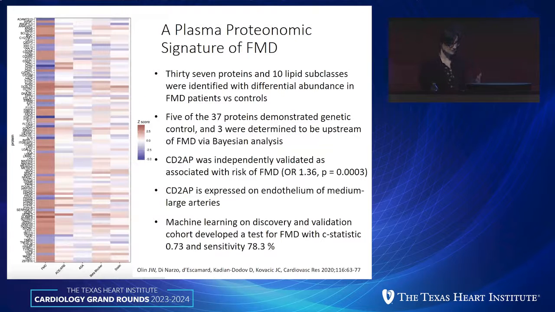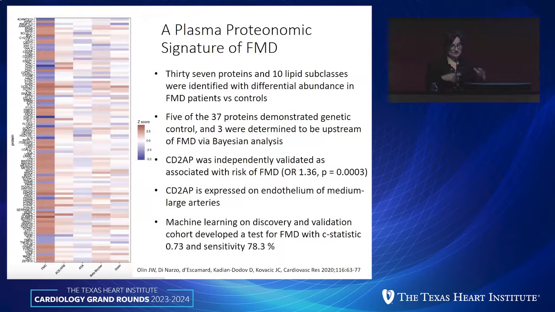And we had a paper come out a little over a couple years ago, I guess now, in which we were able to identify 37 different proteins and 10 lipid subclasses that had differential abundance in patients with FMD versus the controls. 5 of those proteins showed genetic control and were determined to be upstream of FMD and probably important in controlling the disease. This one protein, the CD2AP, was independently validated with risk of FMD. And it's interesting because it's expressed on the endothelium of medium to large arteries.